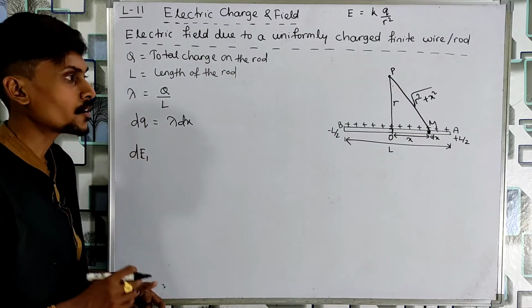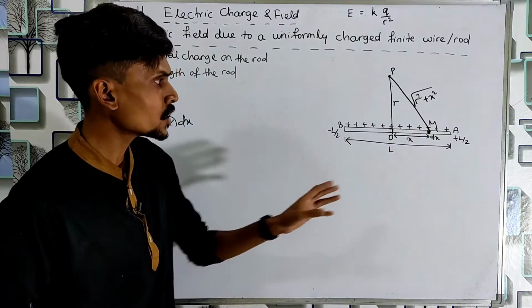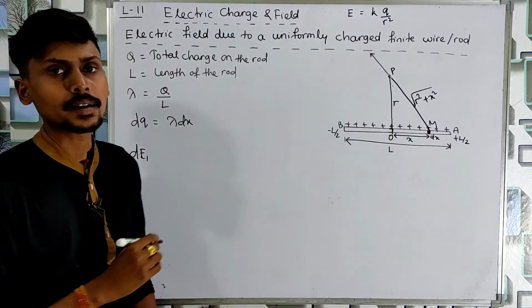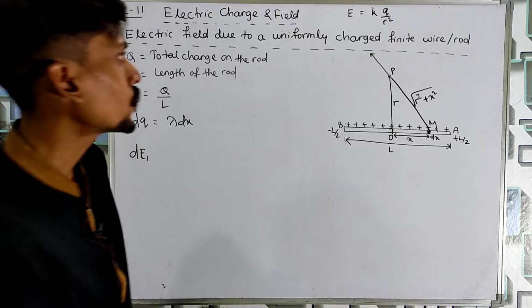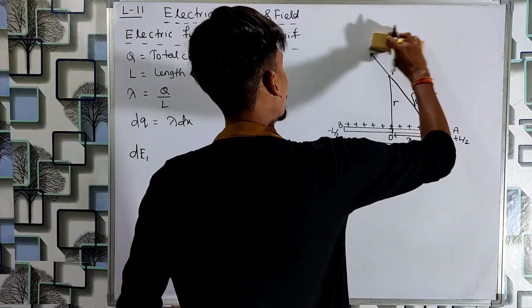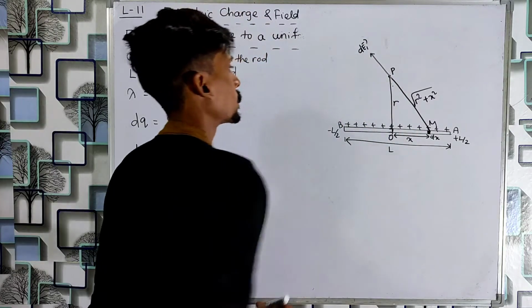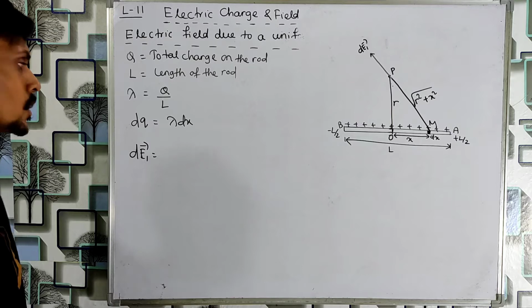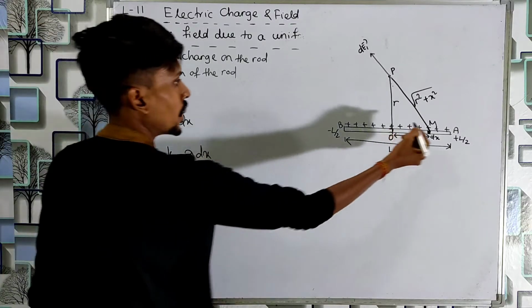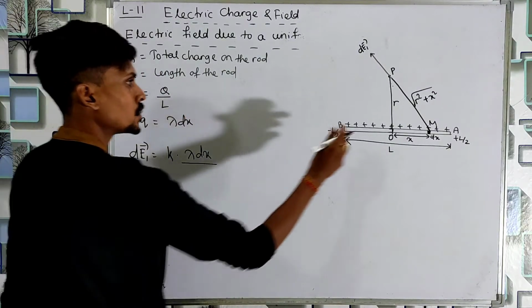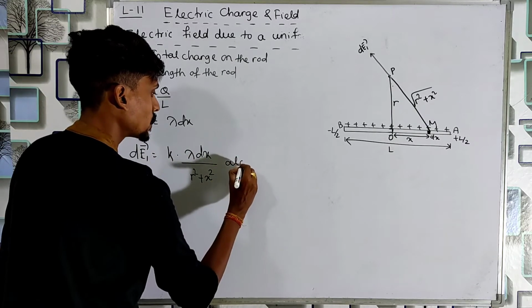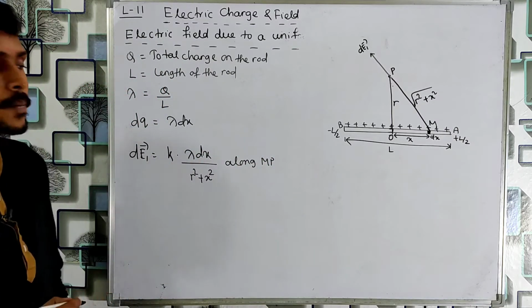Suppose dE1 is the electric field at the point P due to this small element. And since the small element carries a positive charge, the electric field will be directed away from this element. Okay. So this is the direction of dE1 vector. And what is the magnitude of dE1 vector? The magnitude will be k into charge on the element, which is lambda into dx, divided by MP square, distance square. So MP is square root of r square plus x square. So MP square will be how much? R square plus x square. And the direction is along MP.